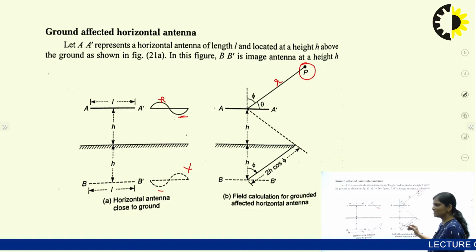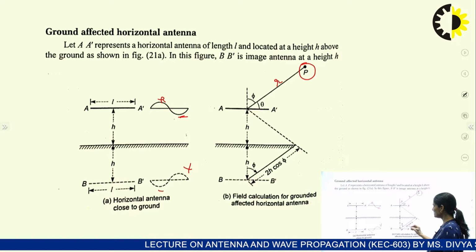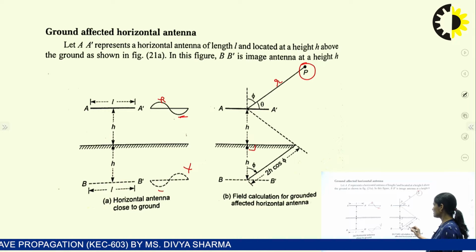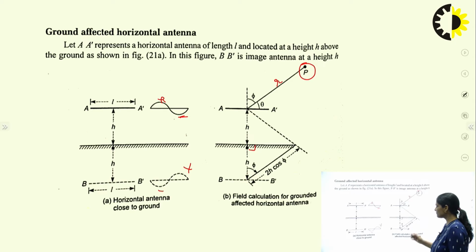Now if you are considering the mirror image, the height is the same, and this is your angle phi. Considering this distance, you can find out this is 90 degrees, this is the phi angle, so you can find this distance according to the Pythagoras theorem. That is equal to 2h cos phi. So this is the field calculation for a grounded horizontal antenna.